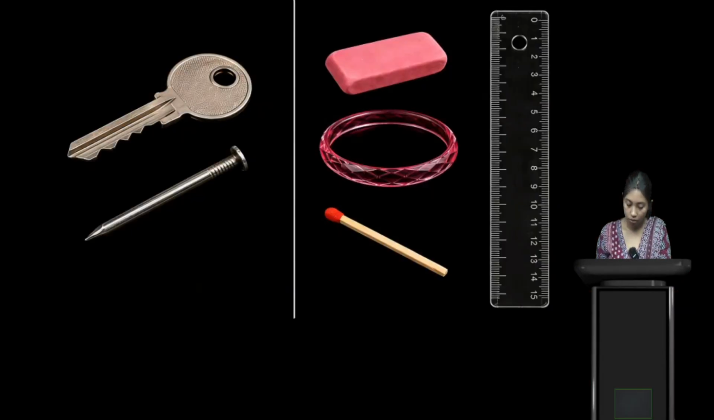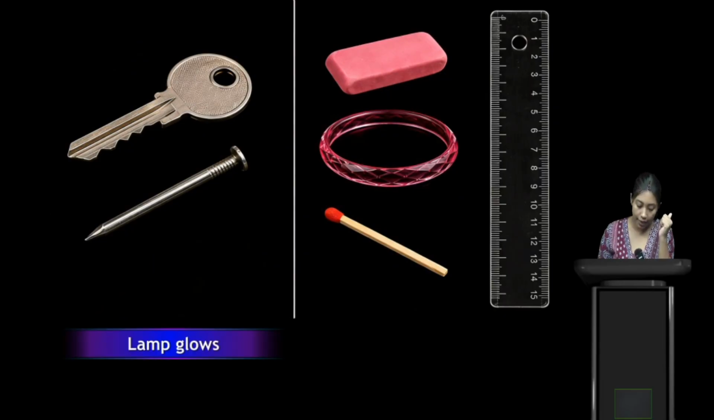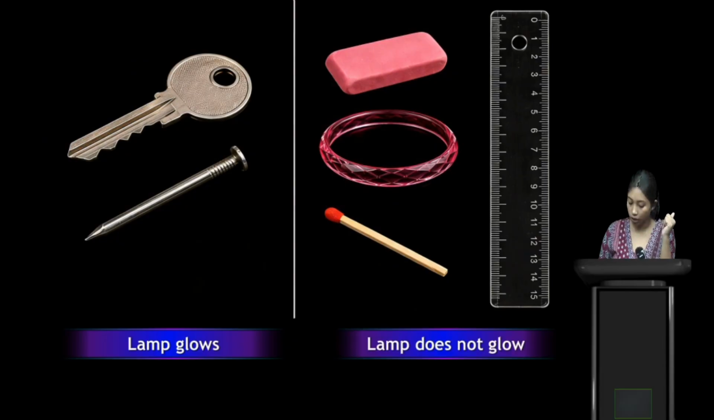Okay. Now, here are two things. On the left side, we can see a key and a nail. Both of them are made up of metal. On the other hand, the eraser is made up of rubber, the bangle of glass, the matchsticks of wood, and the scale of plastic. So we can say that in these two things the lamp glows, and in these four things the lamp doesn't glow.